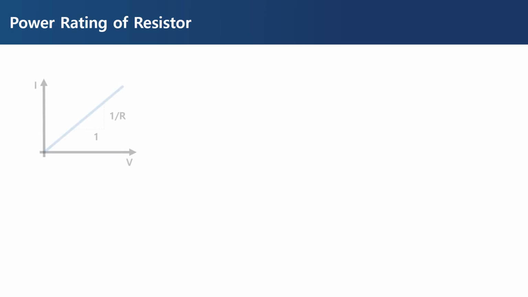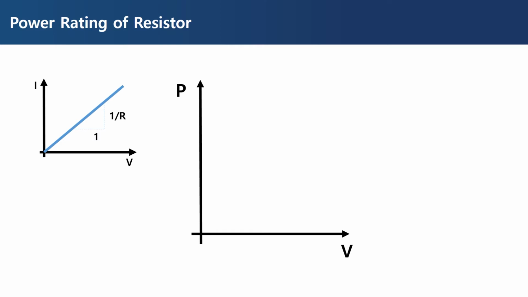The next specification to consider is power rating. If you refer to the IV curve of the resistance you saw before and draw the change of power according to the voltage, you can obtain a curve that increases as a quadratic function. This is P equals V squared divided by R. When the power consumed by the resistor increases, heat is generated accordingly. Excessive heat may cause the resistor to break or burn.